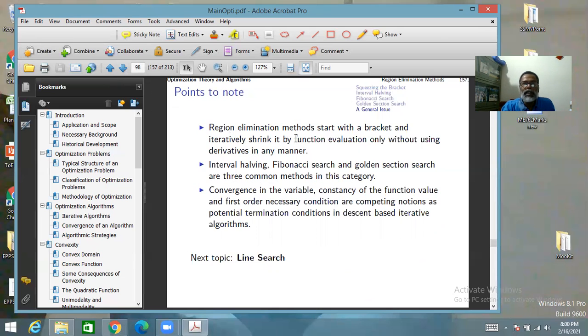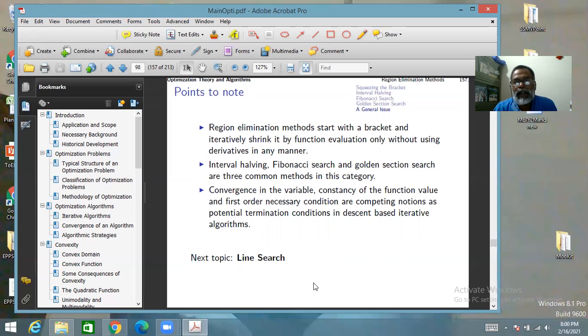So what are the important things that we did in this lecture? We studied region elimination methods, which start with a bracket and iteratively shrink it by function evaluation only, without derivatives. We studied three region elimination methods: interval halving, Fibonacci search, and golden section search. And towards the end of this lecture we came across a question: convergence in the variable, constancy of the function value, and the first order necessary condition. These three are competing notions for potential termination conditions in descent-based iterative algorithms, and we will come across them again in many other algorithms as we proceed.